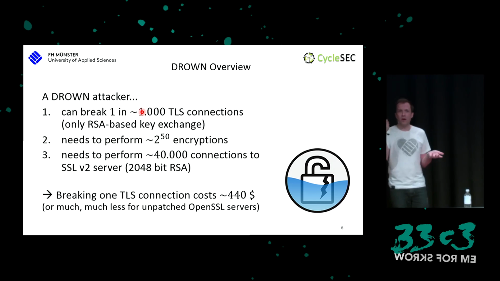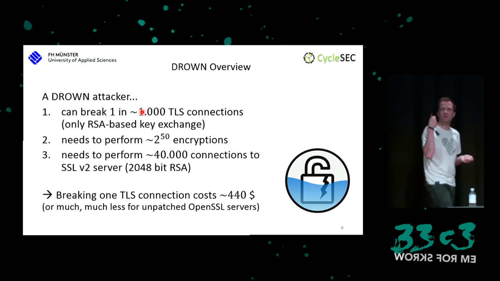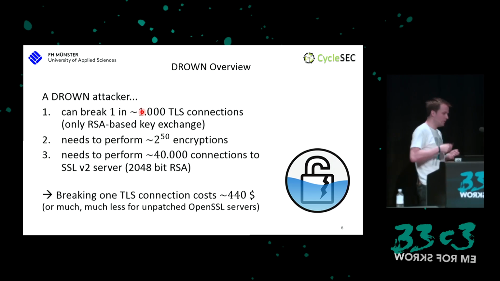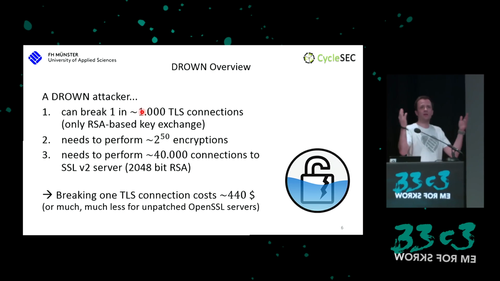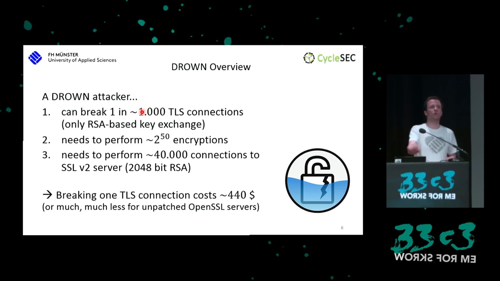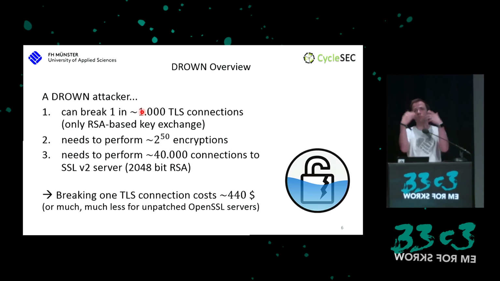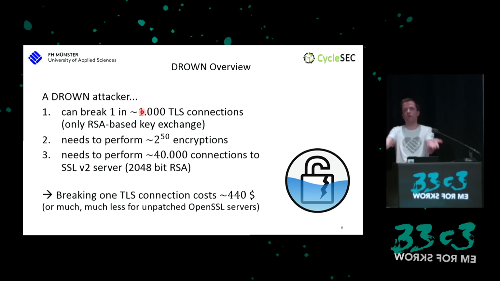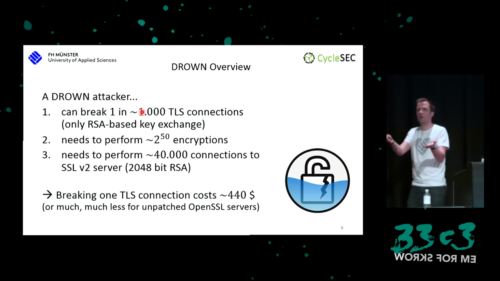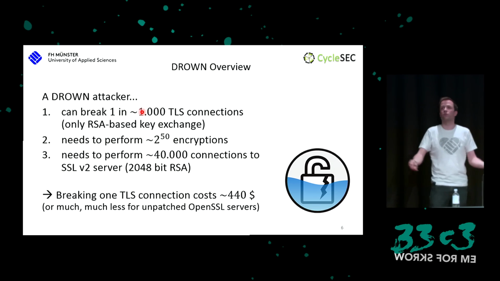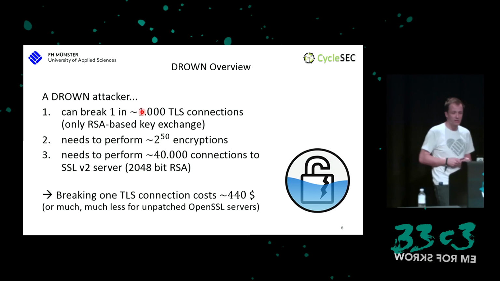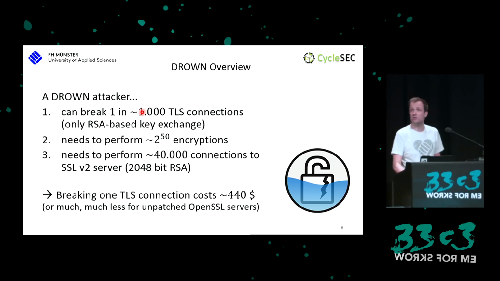And I don't need to break a lot of TLS connections. I just need to break a single TLS connection that your POP3 client does every minute or so to get your email, because there your password is in there. And if you get your password, right, we can break all the rest. Right, so breaking just a single one is sufficient in most cases.